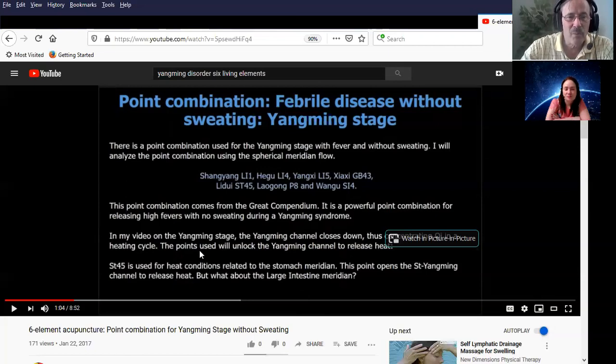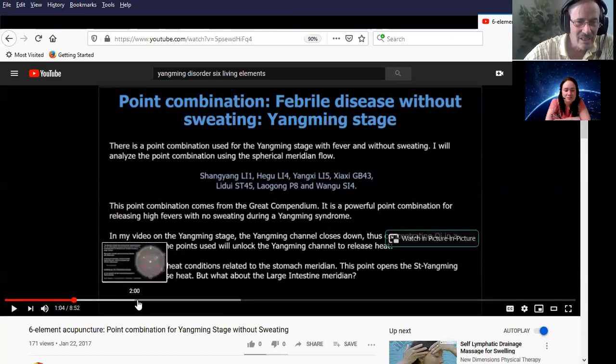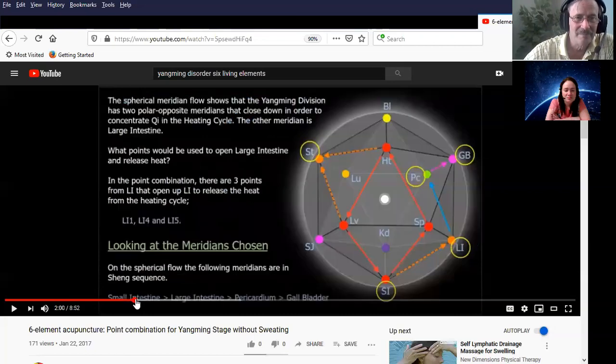Okay, so the points used will unlock the Yangming channel to release, what's that word? I can't see it. Heat? Heat. Stomach 45 is used for heat conditions related to stomach meridian. This point opens the stomach Yangming channel to release heat. But what about the large intestine meridian? Okay, so let's continue on.